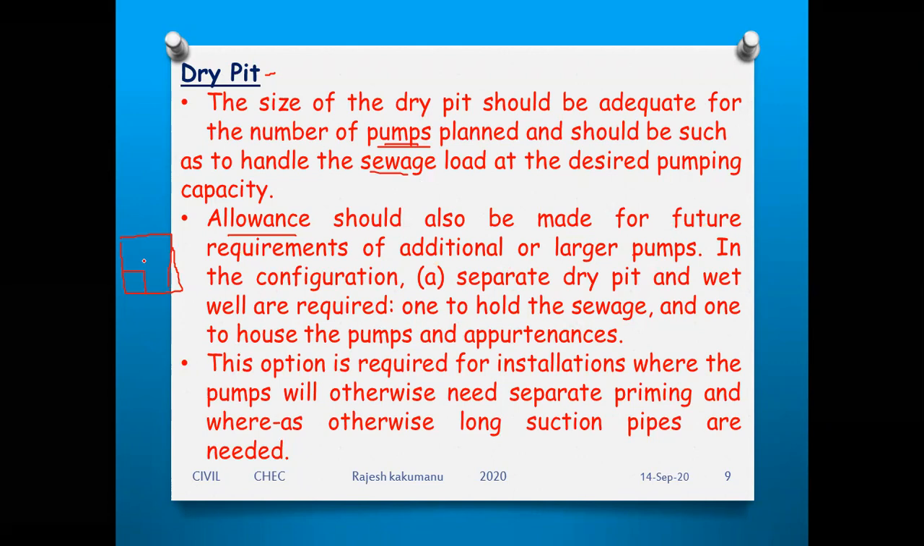Okay, in this configuration a separate dry pit and wet well are required, right? One to hold the sewage, one to house the pump and appurtenances. So in the dry pit, what are we doing? In the dry pit we are housing the pump. Housing the pump means a place where you are accommodating the physical pumping system. It is a house where you don't have any water. Whereas in the wet pit you are holding the sewage.